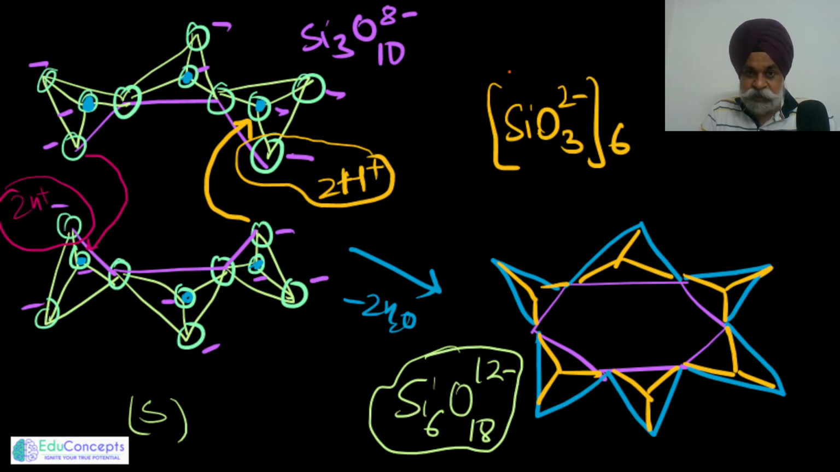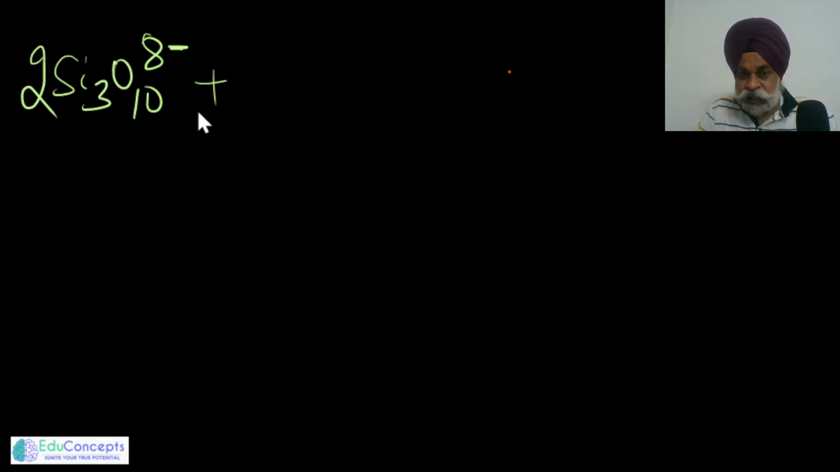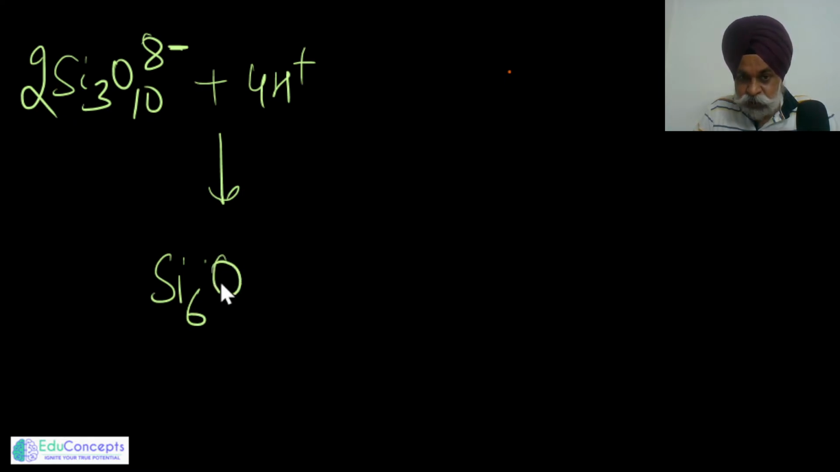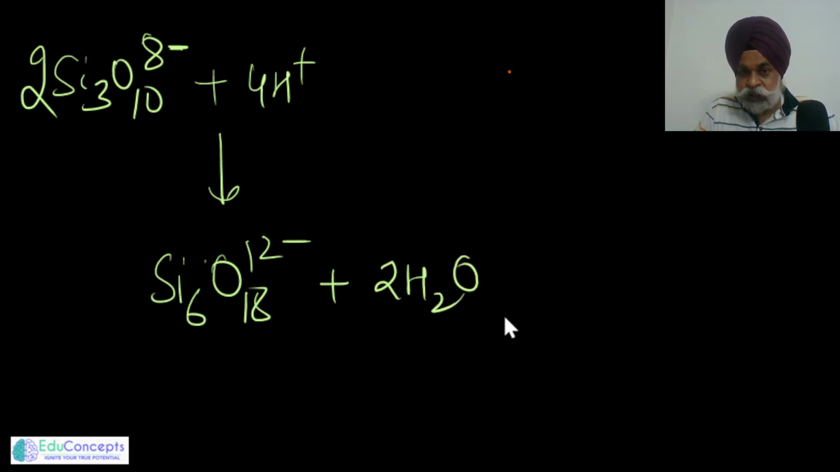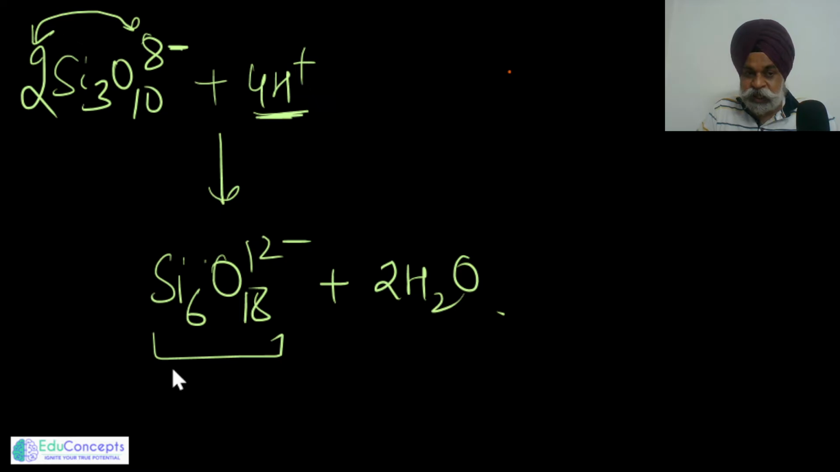Let me repeat again what I just said: Si3O10 8 negative, these are 2 in number, and to take out 2 oxygen atoms I shall be requiring 4H positive. As a consequence, it would get Si6O18 12 negative along with the loss of 2 moles of water. So make it a point, it is perfectly balanced. 8 times 2 is 16 negative, 4 positive makes the reactant totality minus 12. Here also it is minus 12. So I think I made my point clear.